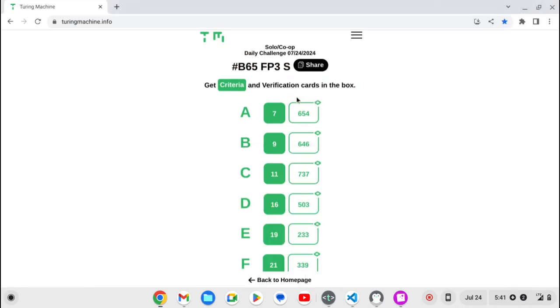So in today's puzzle, we're using the following 6 criteria cards: criteria card 7, 9, 11, 16, 19, and 21. And the puzzle uses the green verification cards. The code above is your way to get more information on today's puzzle by searching the code on turingmachine.info. Let's go solve.